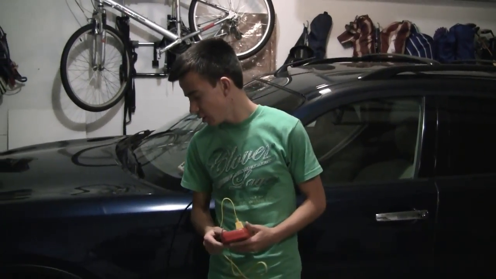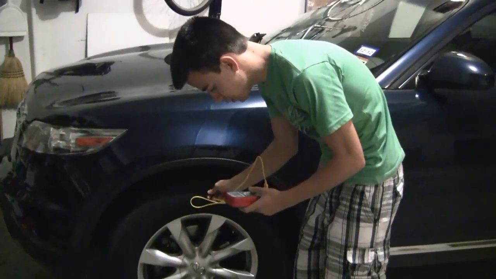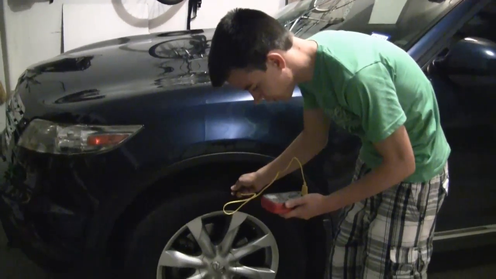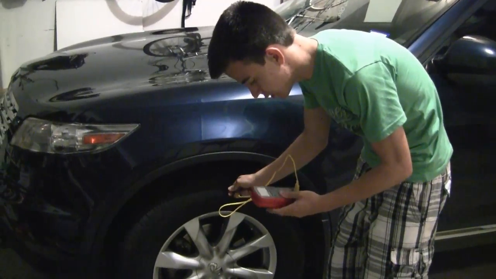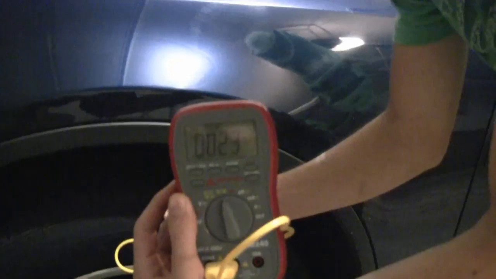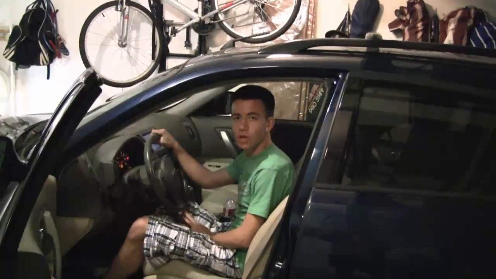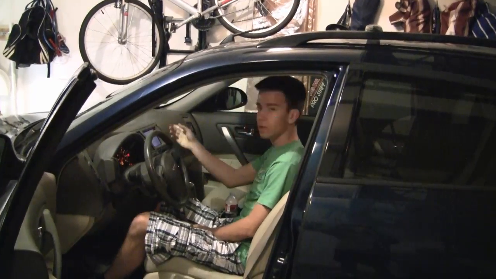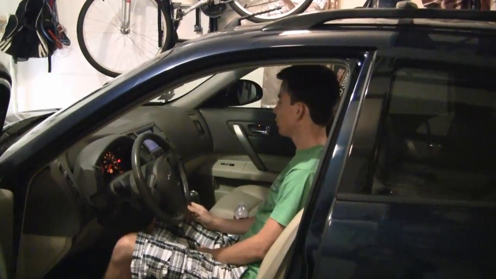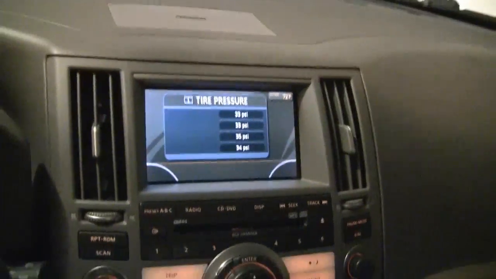So for starters, we're going to test the tire temperature to see what we start off with. So the temperature is, hold on a second while it stabilizes. So it seems about 23 degrees Celsius, which happens to be the room temperature, so that's about right. Alright, so now I'm going to go drive around a little bit. Right now the pressure reads 33 psi. And then we'll see what it is when we get back.